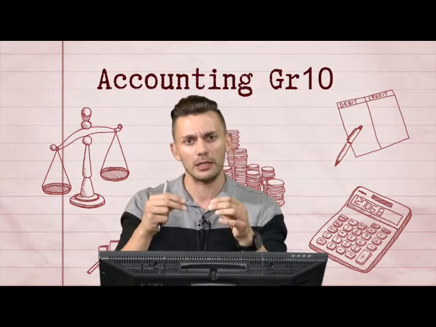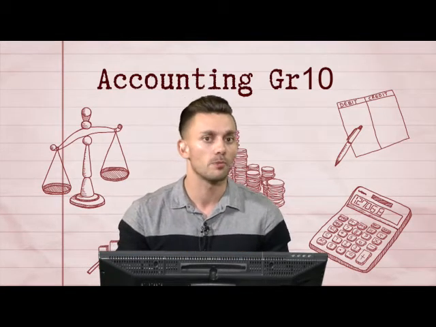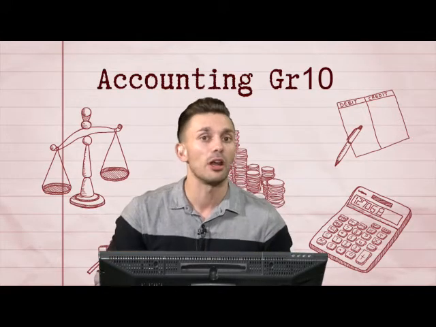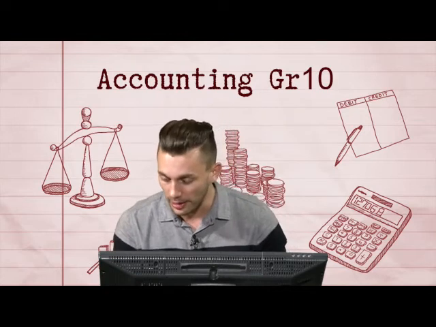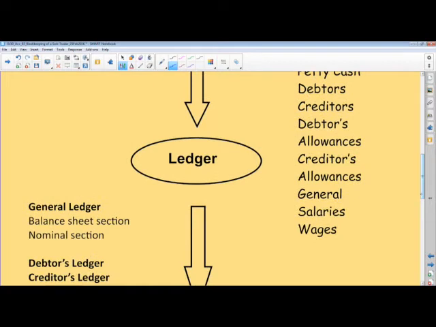Will you exactly, at any point of time, know how much money you have in your bank account? You won't, right? So therefore, we created a third step in our accounting cycle. Let's go and look at our next step. We'll have ledgers. Now we have three ledgers in accounting.